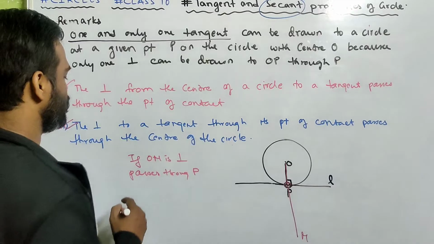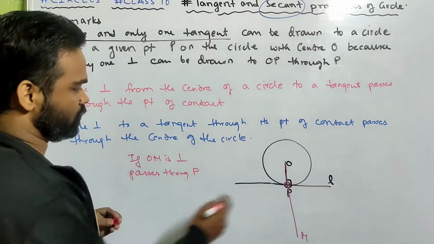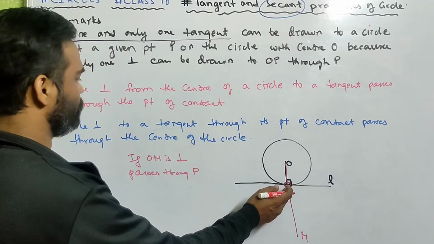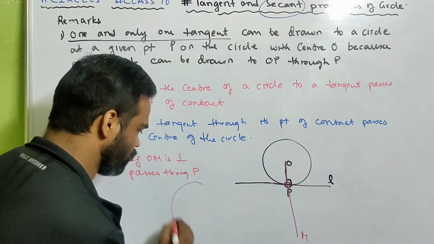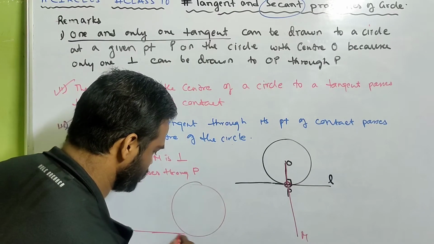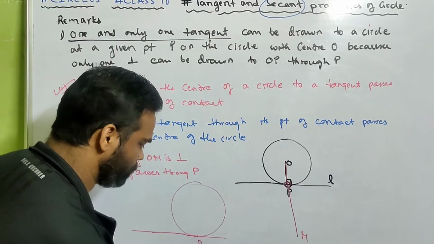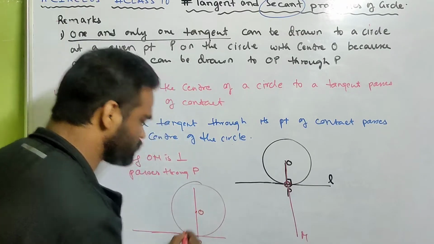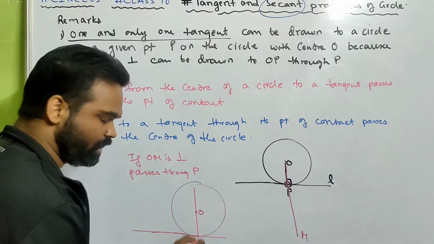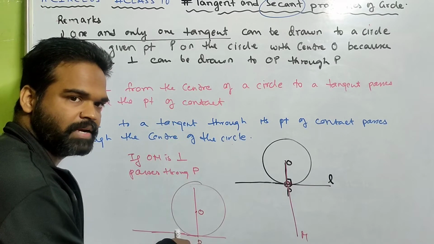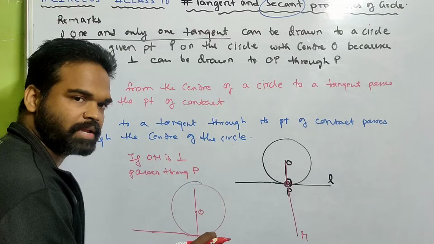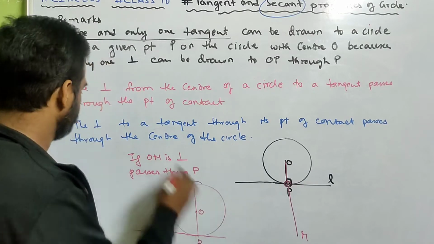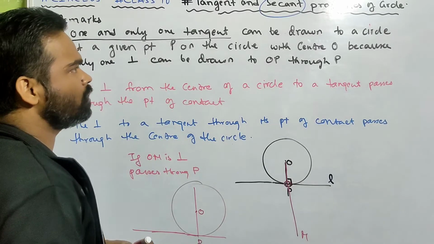Number 3, if the perpendicular to the tangent through its point of contact passes through the center, which means if I draw a circle, if there is a tangent, and at this point P I draw a perpendicular, then it will pass through the center, because the perpendicular means it will be the radius. From the center it will be the radius, and the radius always passes through the center. Yes or no? These are all the outcomes.